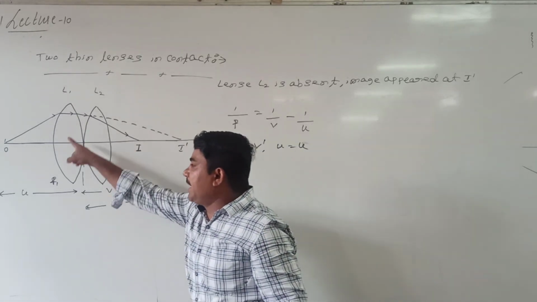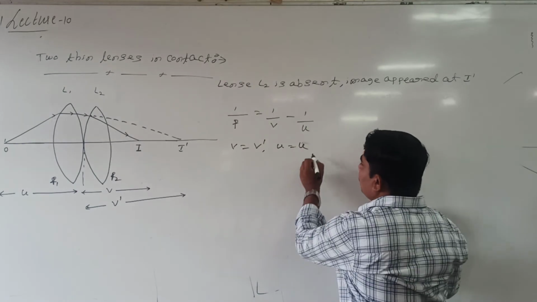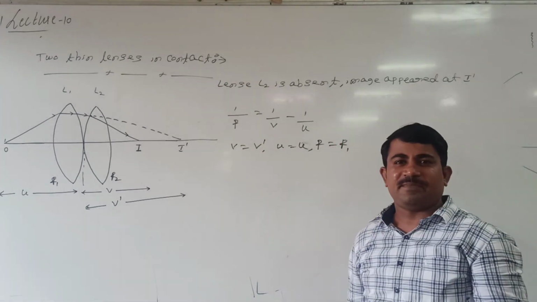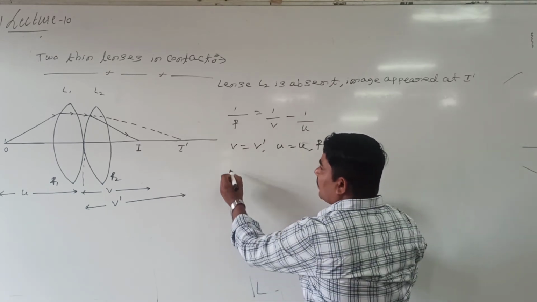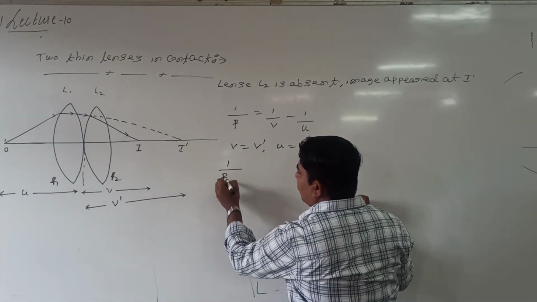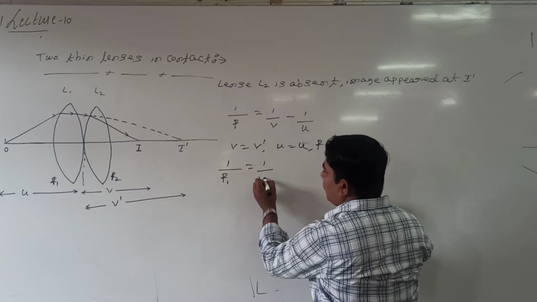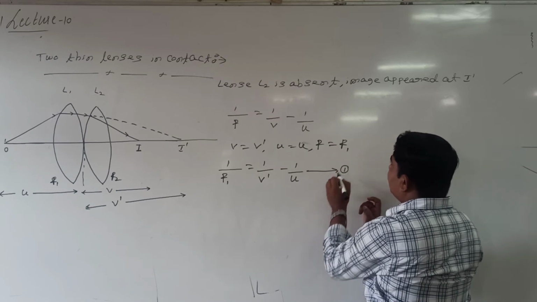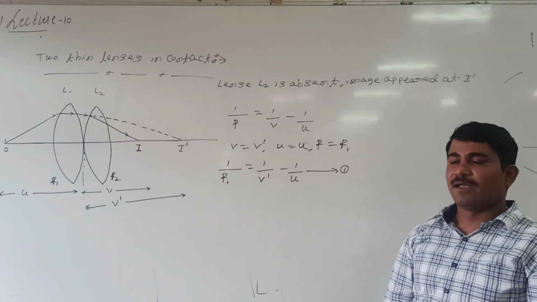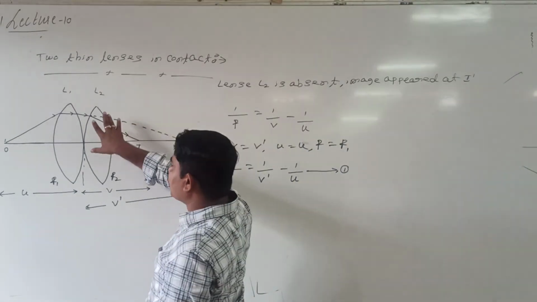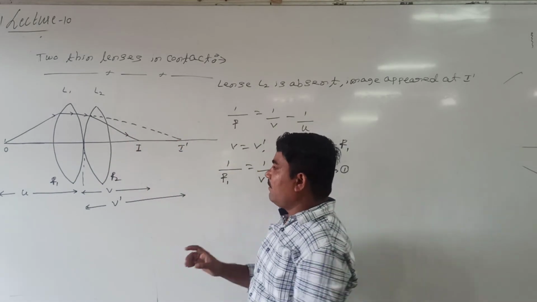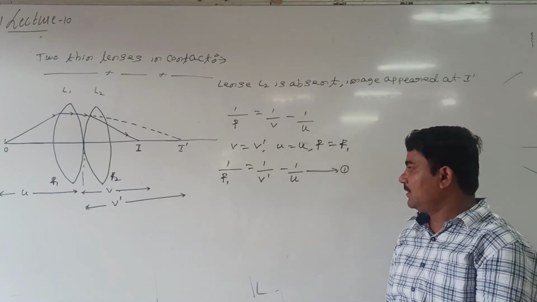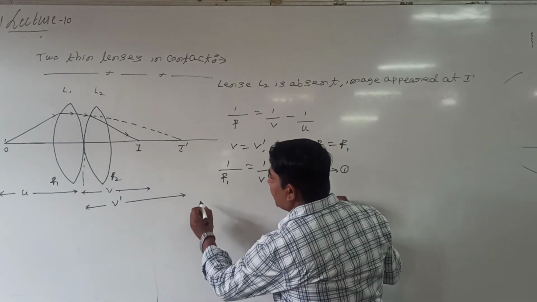And the lens L1 has focal length of what value? Lens L1 has focal length of F1. Then this equation can be written as 1 divided by F is equal to 1 divided by V dash minus 1 divided by U. Let us call it equation number 1. Are you following? But whenever lens L2 is also present, where can the image appear? The image can appear at I, at V distance.